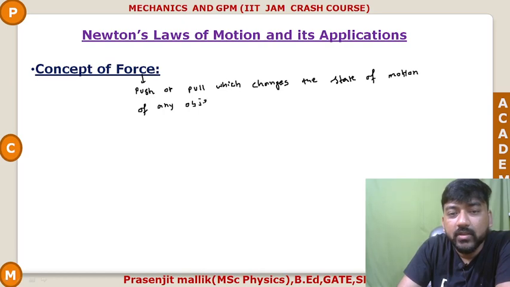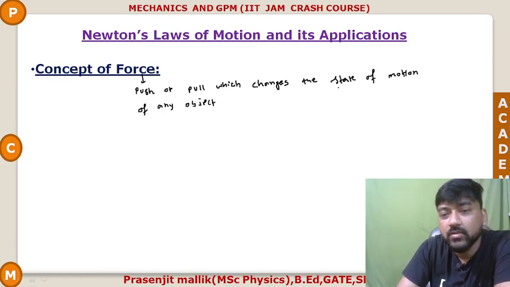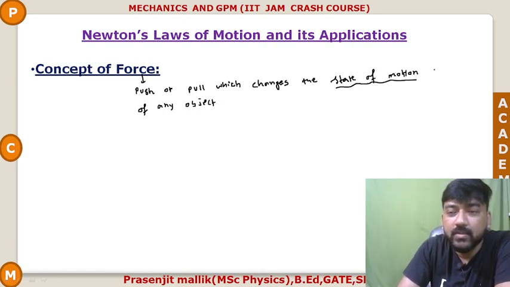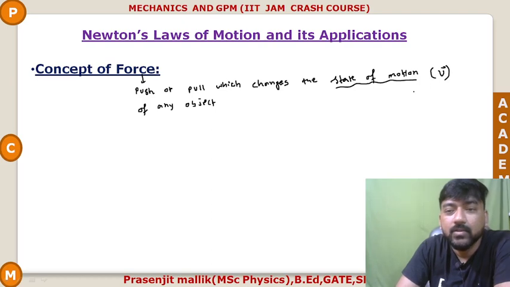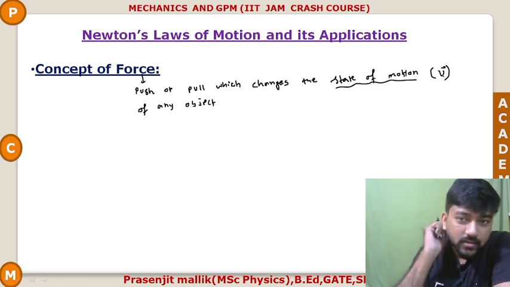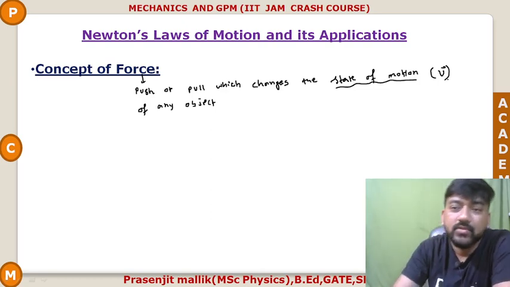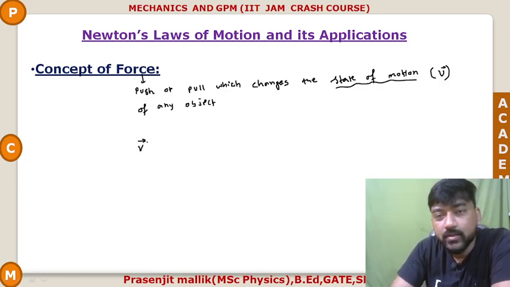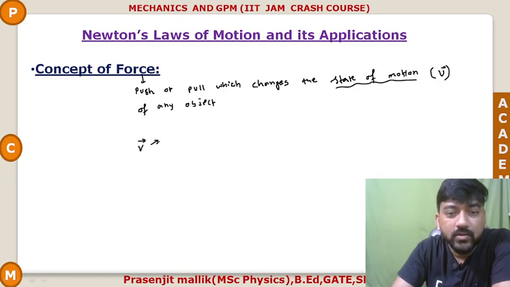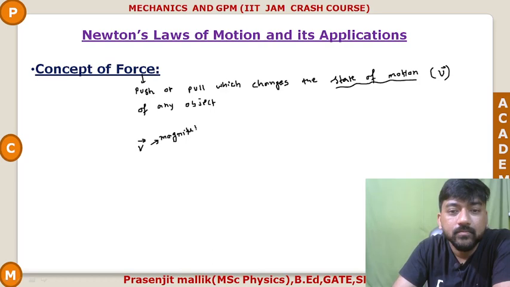Now mathematically, the state of motion is described by the velocity vector v. If v is 0, then we can say the state of motion is rest, and if v has some value, then it is in motion. So the state of motion is basically described by the velocity vector v. And you know this velocity vector has two parts, obviously: one is its magnitude and another one is its direction.